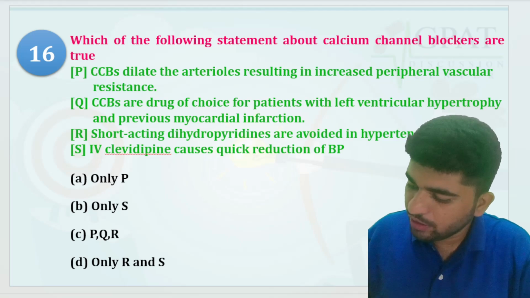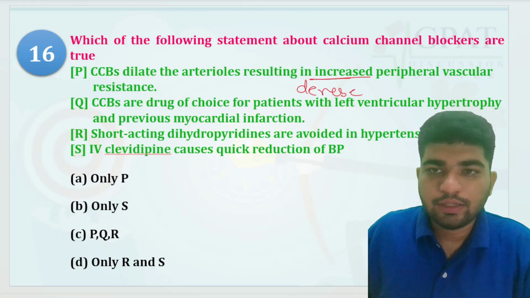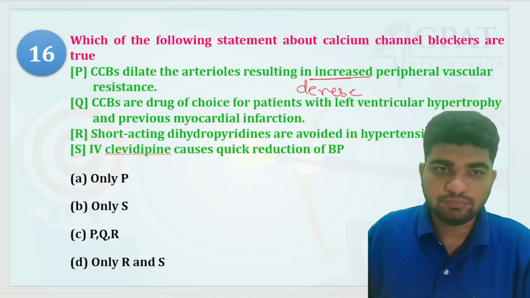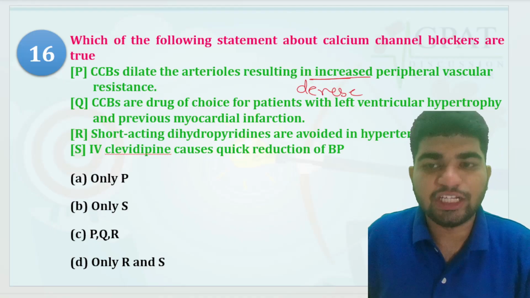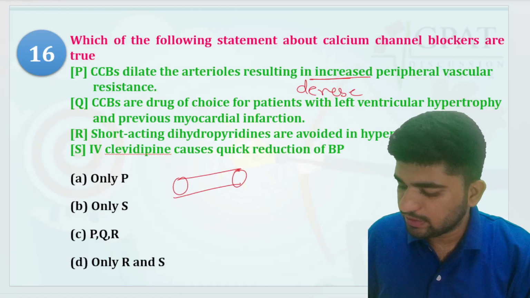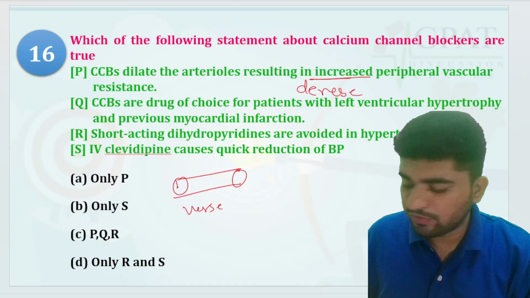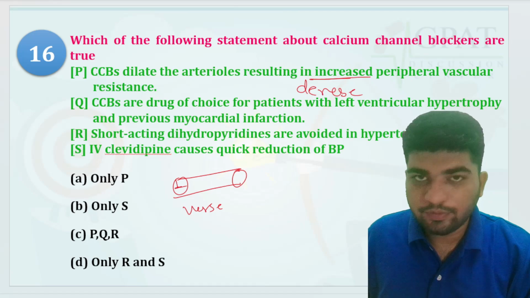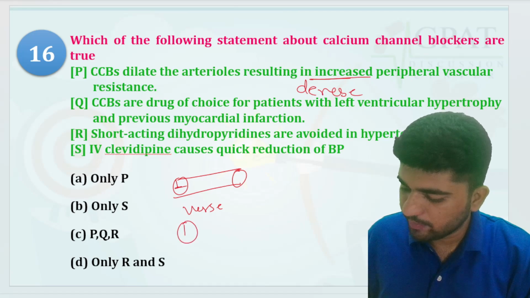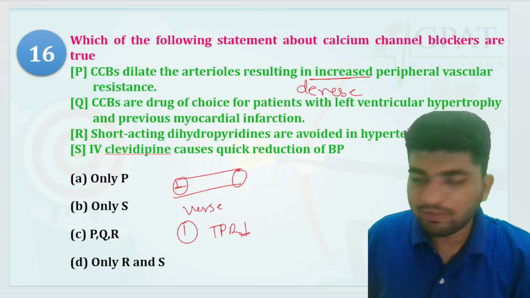They generally do not increase, they generally decrease peripheral vascular resistance. How? Because there will be a vasodilation. Whenever there is a vasodilation in a vessel, the radius of the vessel gets increased, so automatically the TPR, the total peripheral resistance, also goes down because of the vasodilation. So there will be a decreased peripheral vascular resistance.